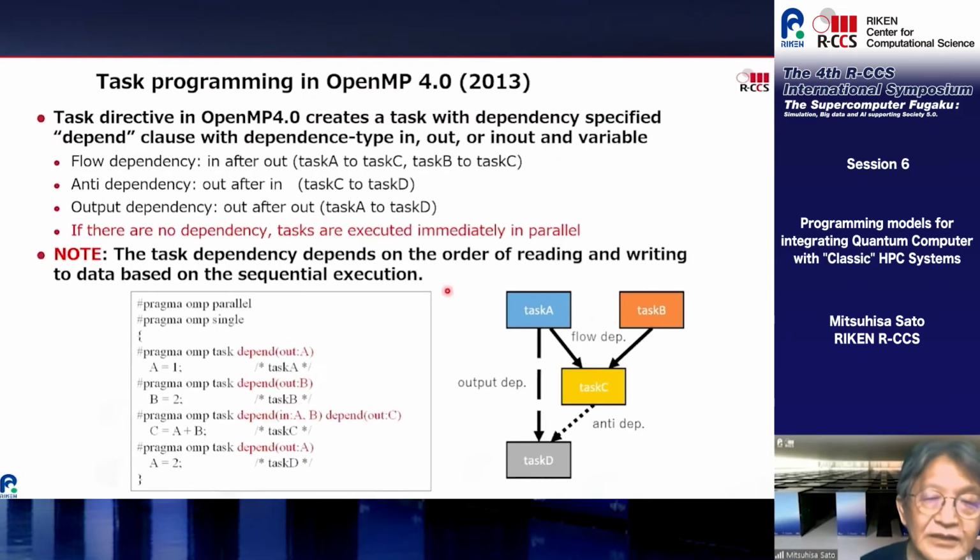So what is task programming? Task programming is introduced by OpenMP. The task directive in OpenMP creates a task with a dependency specified by the depend clause. This is an example. By executing this program, OpenMP makes a task graph, and the tasks are executed by the runtime.